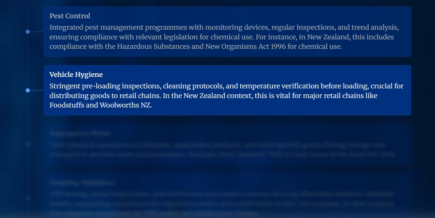And then we have vehicle hygiene. It's also a very, very important PRP in cold chain operations. Stringent preloading inspection, cleaning protocols, and temperature verification before loading are crucial for distributing goods to retail chains.